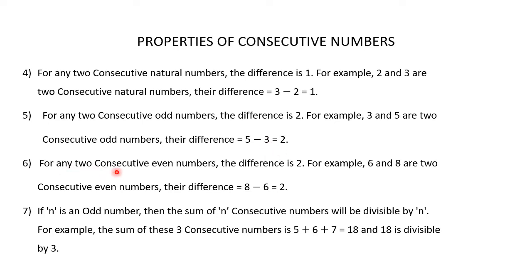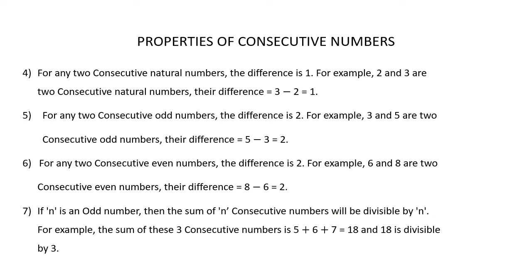For any two consecutive even numbers, the difference is 2. For example, 6 and 8 are two consecutive even numbers. Their difference is 2. 8 minus 6 is 2. If n is an odd number, then the sum of n consecutive numbers will be divisible by n.